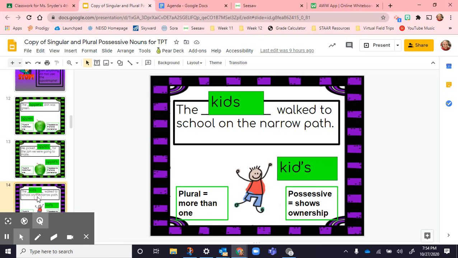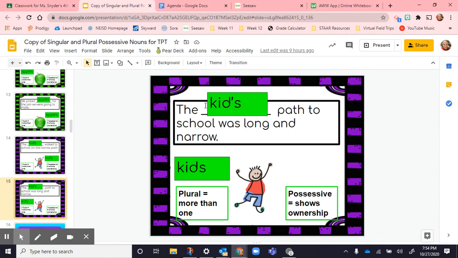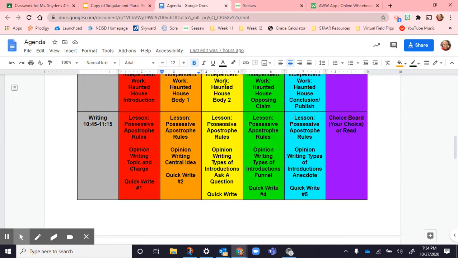Okay. Here on this next one, the kids. The kids walk to school on the narrow path. If you look at the word after kids, it is walk. The word walk does not belong to the kids, and so it's just talking about multiple kids. However, here, the kid's path to school was long and narrow. The path belongs to the kid. It's the kid's path that they're taking to school. So here apostrophe S is showing that it's their path that they take. All right, we stop there. That was the apostrophe rules that we reviewed.